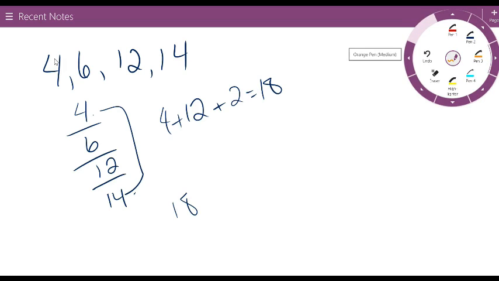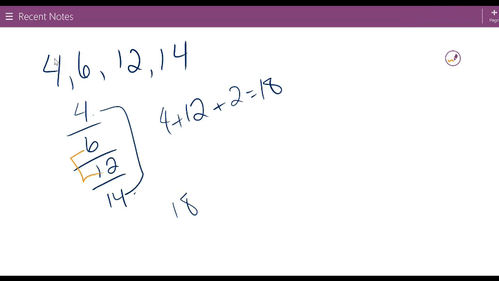Now let's try with our means. 6 plus 12 equals 18. First and third plus the difference, 4 plus 12 plus 2 equals 18. So that looks like it's working out pretty well. Go ahead and try a couple of those. See if you can find that fourth term, or, I don't know, the third term or the second term. And if you have any other questions about those, go ahead and let me know. Otherwise, I will talk to you at our live chat.